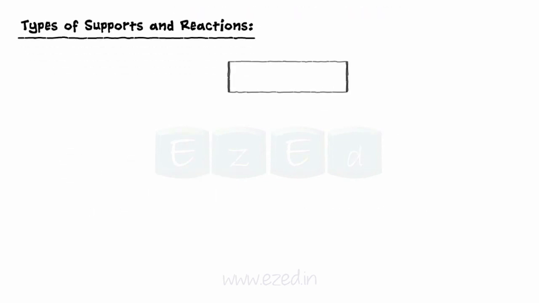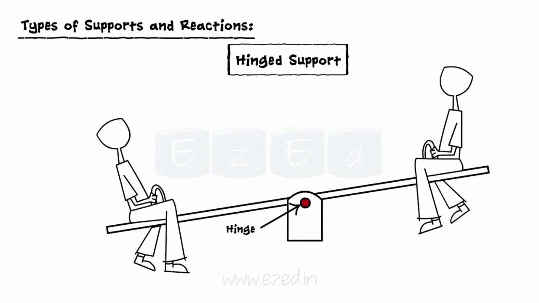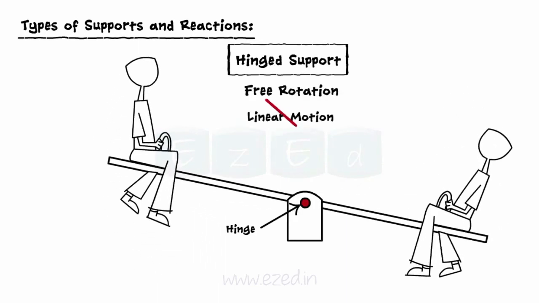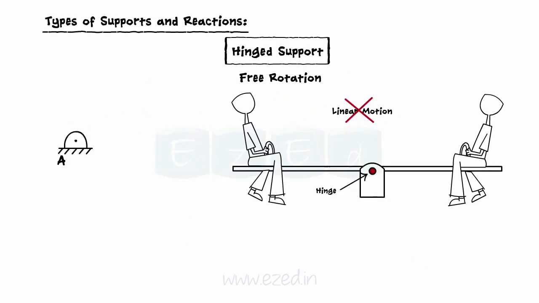Next, we learn about hinged supports. A hinged support allows free rotation of the body but does not allow any linear motion. It is represented by this symbol. Consider the hinged support at A. A hinged support offers a force reaction which can be split into a horizontal and vertical component.